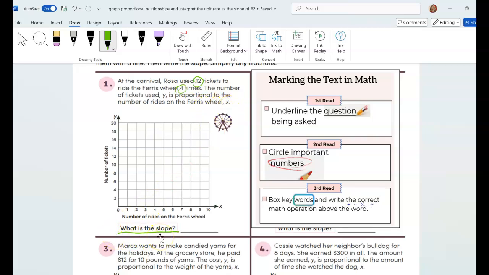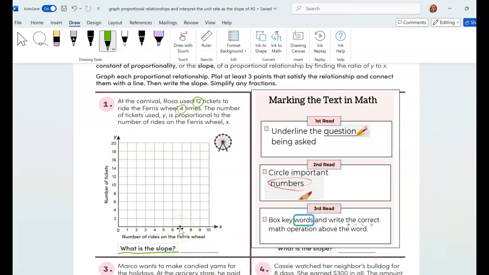What's the slope? All right, so we're going to box in keywords and figure out what operation we're going to use. Are we adding, subtracting, multiplying, or dividing? Well, it's proportional. That's a keyword. And tickets used, Y, and rides on the Ferris wheel, X. Those are all important words. So what is our Y over X? Or what is our rise over run?